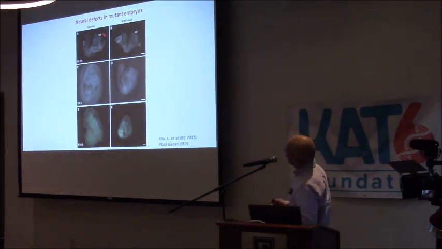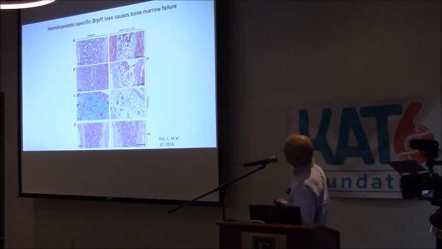We're wondering what's the function of this BRPF1, and a former student made a mouse knockout. As you can see here, this is at the middle of embryo development. This is a normal embryo, and this is the homozygous knockout. You can see the development. So the gene is very important, especially in the head regions. It's completely missing. If knocked out only in the blood system, that leads to bone marrow failure.